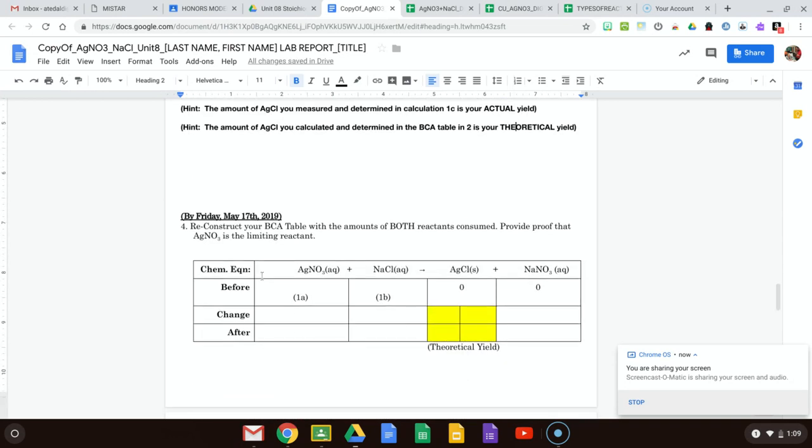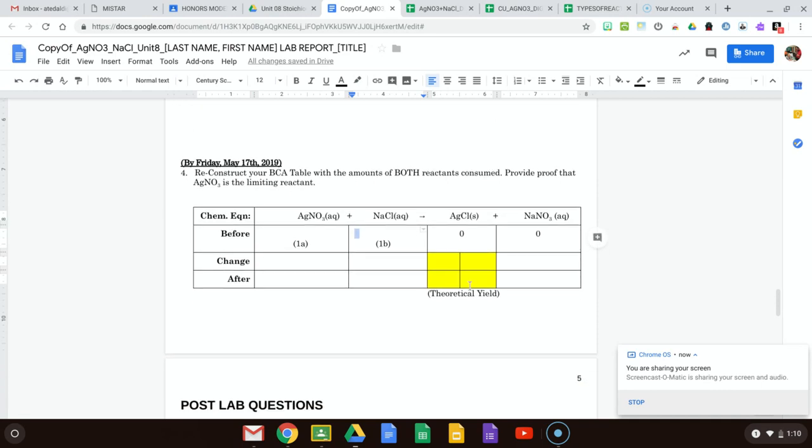Now, for the 4th calculation, this is not going to be due until Friday because we're going to talk more about limiting reactants and excess reactants. So you could leave this blank for now and return to it. And when I check your lab reports the following weekend, it should be all in there. But we'll talk more about this later. But you're going to be using both your amounts in moles. Remember, the only thing that goes in the Vca table is moles. You're going to be using both your amounts of moles in this table. And then I'll show you how to do that.